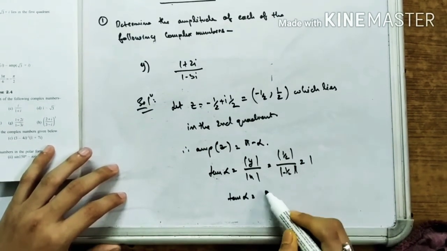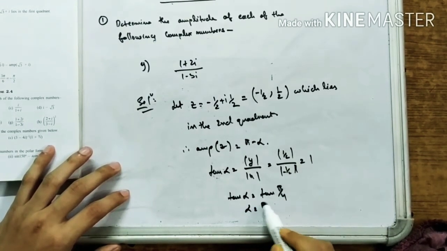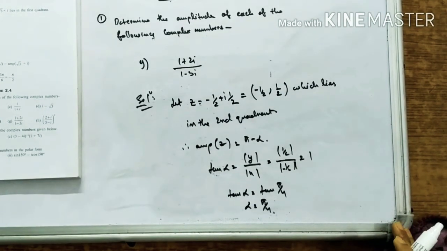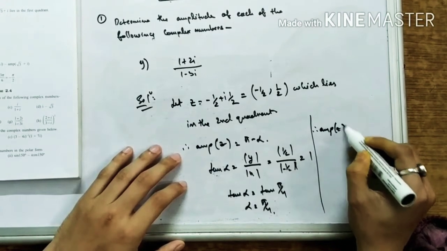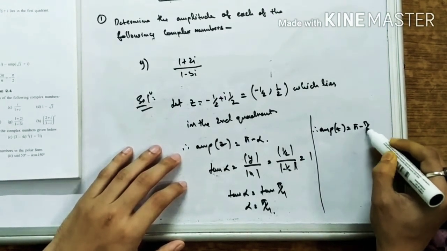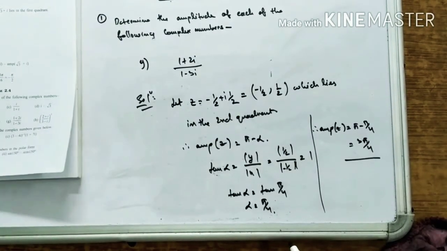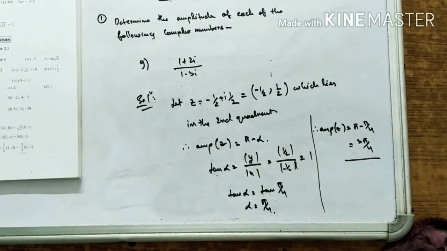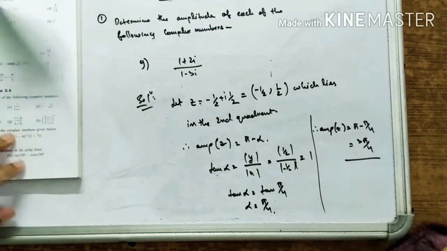So tan alpha is equal to 1 means tan pi by 4 I can write. Alpha is equal to pi by 4 I will get. So therefore the amplitude of z is pi minus pi by 4, which gives me 3 pi by 4. Let us check the answer. Option G, 3 pi by 4. Understand?